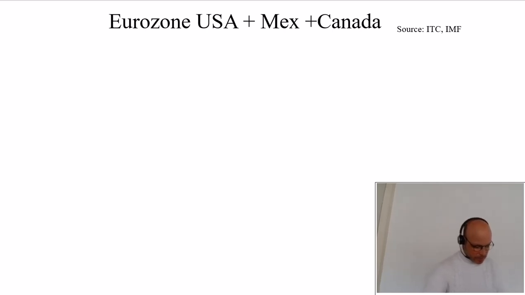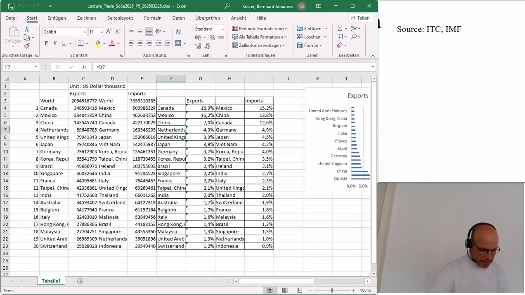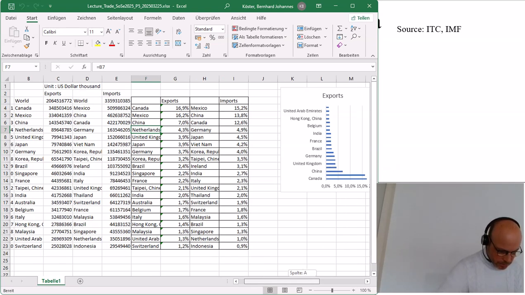And for this, we go back into our analysis. And remember, there we at first have looked at the relative trade volumes of the United States with the European Union. And now we want to add Mexico.